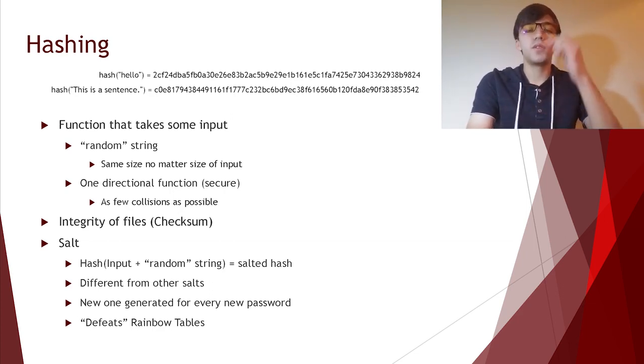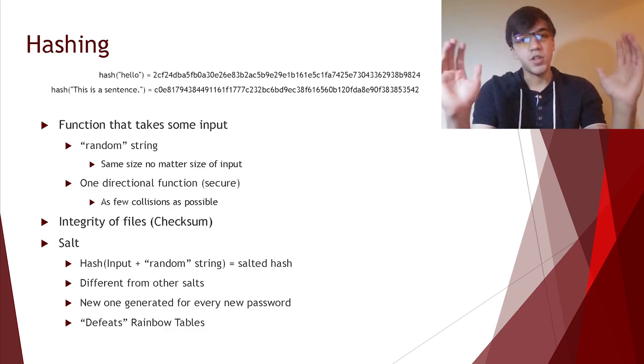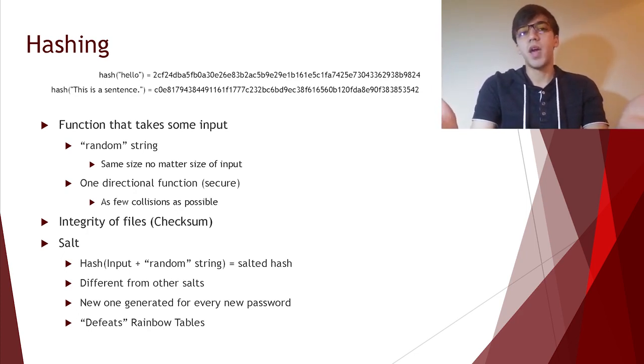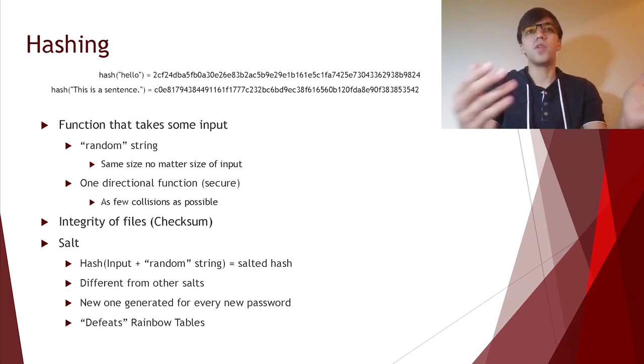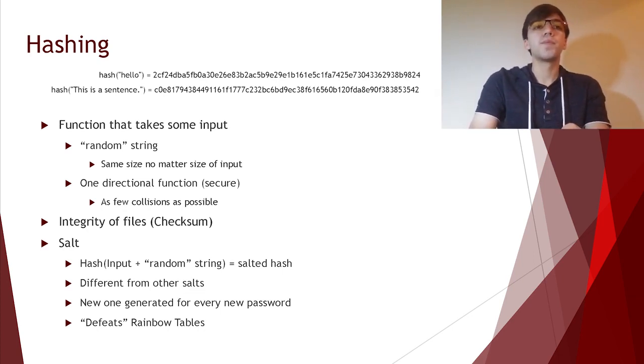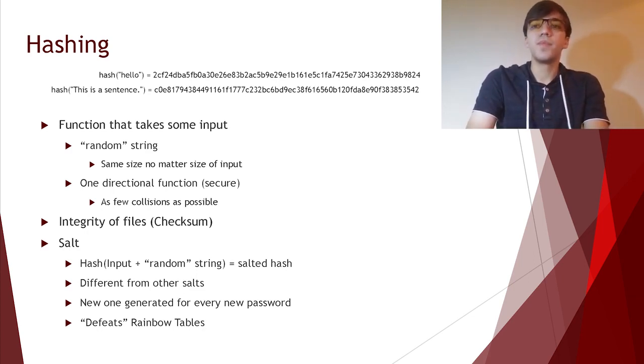Hashing is usually used to check the integrity of a file. It's usually called a checksum. You take a hash of an entire file, and because the output of the hash is always the same, you can add this on as, hey, this is the hash that I took, so that if you take the hash of that particular file and it's different, you know that it's been modified. There's another thing called salting, but we really don't need to get into that right now.